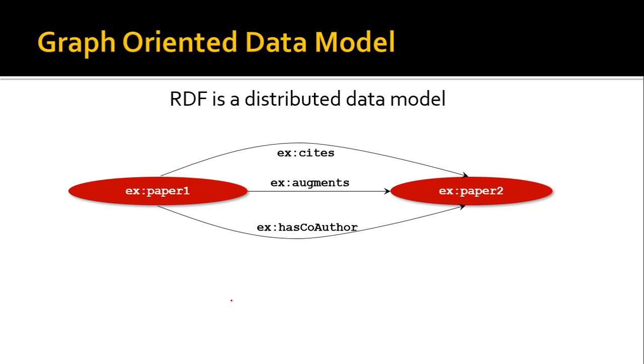Now, you can take one example of a graph-oriented data model like we did earlier, but it has a different purpose. So, someone has written a paper like paper 1, and paper 1 cites paper 2. Paper 1 might augment the idea that is there in paper 2, or paper 1 and paper 2 share a co-author, right? So what is the kind of graph theoretic modeling we can talk about concerning the RDF graph data model?